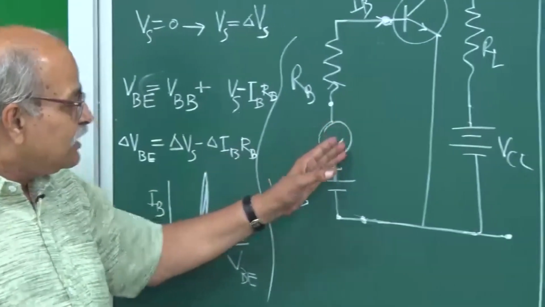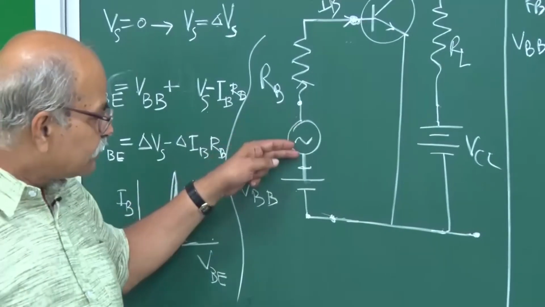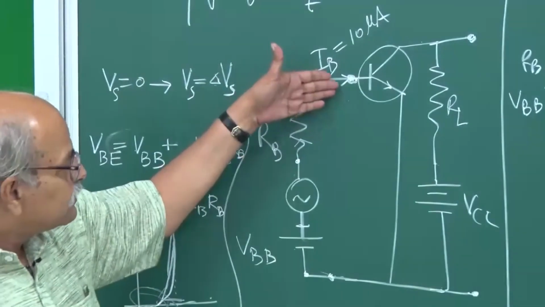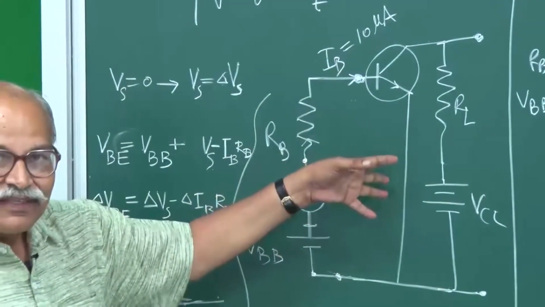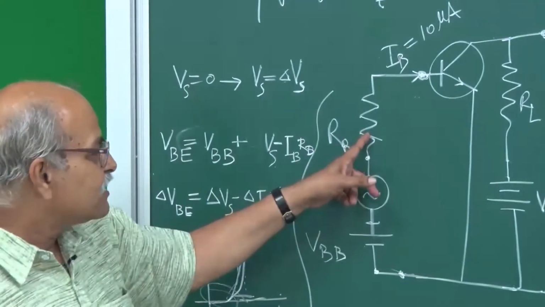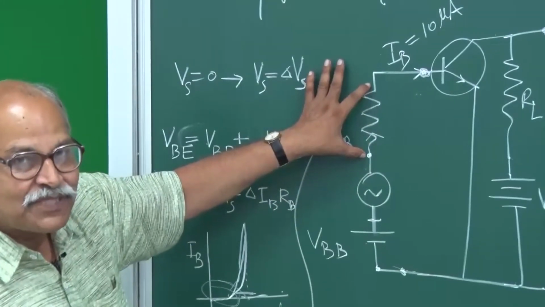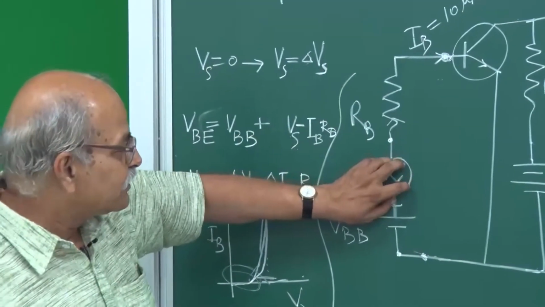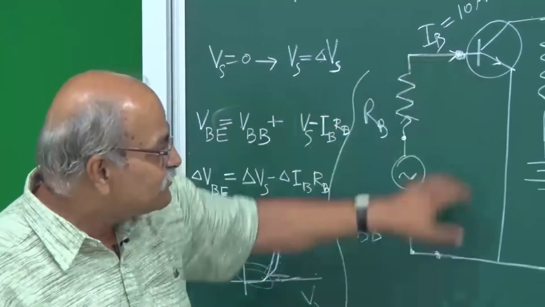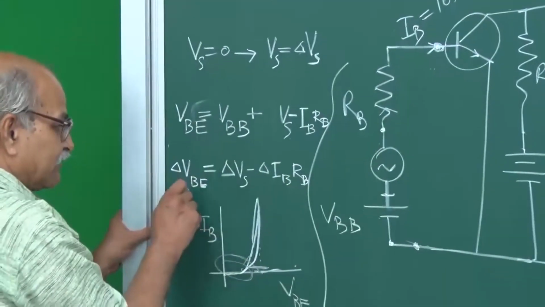But how can that be? If I am putting a signal here, let us say a signal of 0.5 volts, and this is let us say 3 volts, is it not 3.5 volts? How can this VBE remain the same? That is because of the current here. The current changes, this drop changes. VBE almost remains the same. Whatever change you bring here, correspondingly the current changes, and this drop also changes to keep this VBE almost the same.